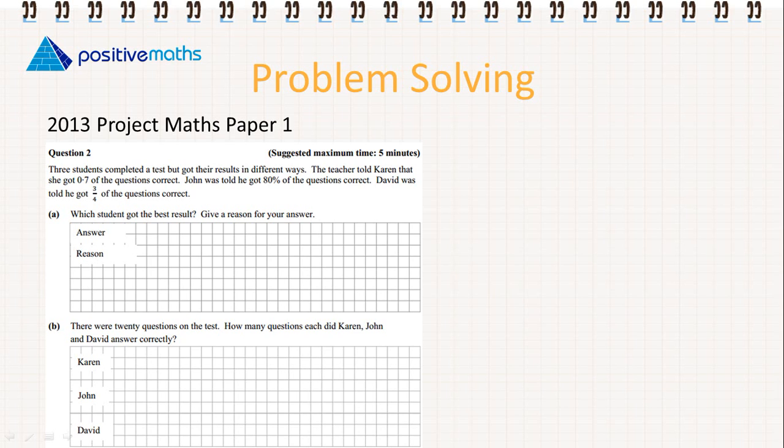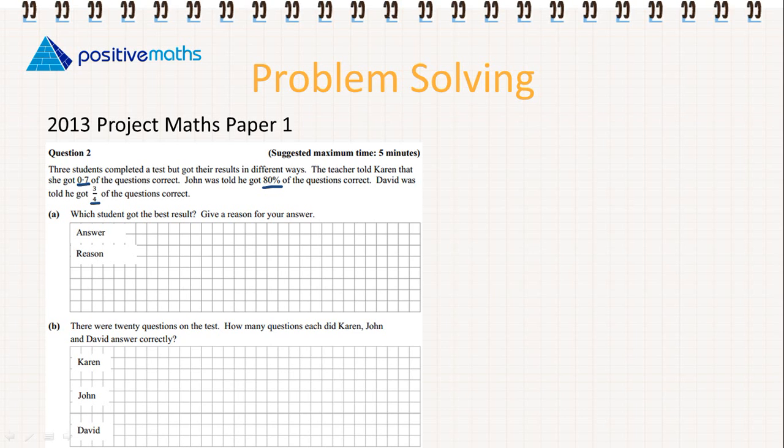Okay, so question 2. 3 students completed a test but got their results in different ways. The teacher told Karen that she got 0.7 of the questions correct. John was told he got 80% of the questions correct. And David was told he got 3/4 of the questions correct. Okay, so I'm just going to underline some of the key pieces of information that I'm seeing in here.